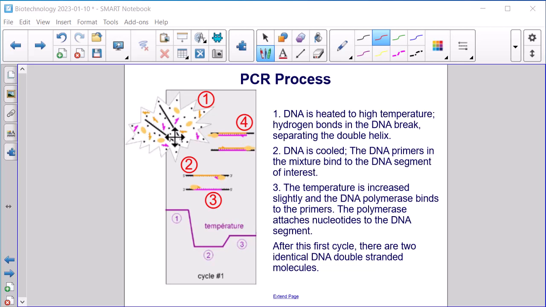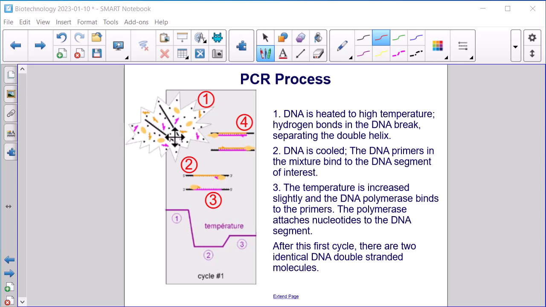In step 2, the DNA is cooled and the DNA primers that are in the mixture bind to the DNA segment of interest. The temperature is increased slightly and the DNA polymerase binds to the primers in step 3. The polymerase then attaches nucleotides to the DNA segment. Remember, what we're trying to do here is replicate very quickly these DNA segments over and over and over again.